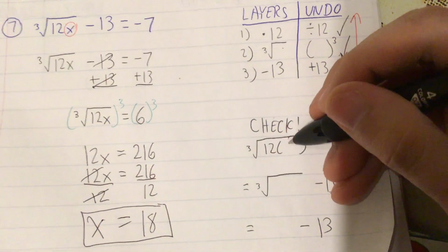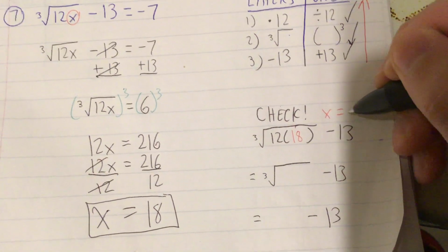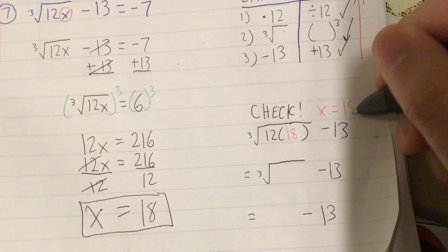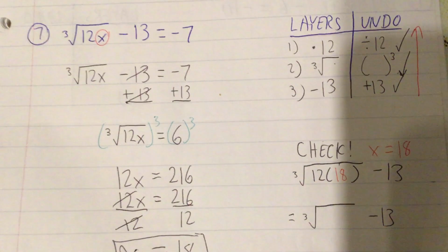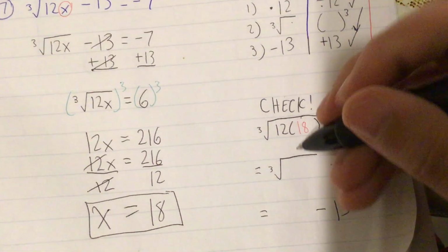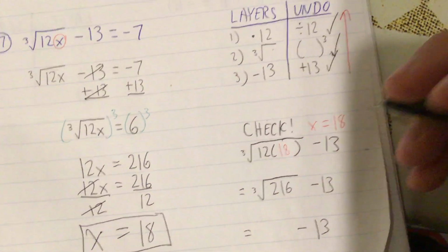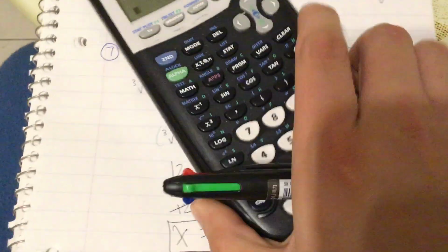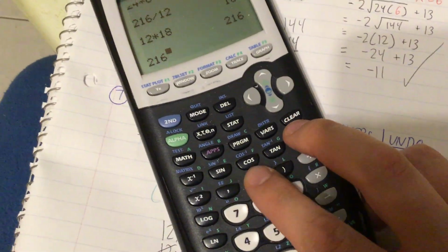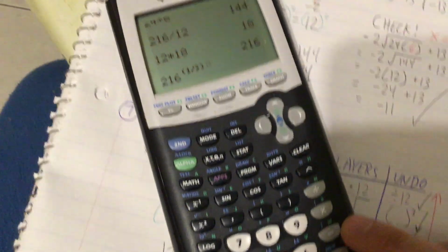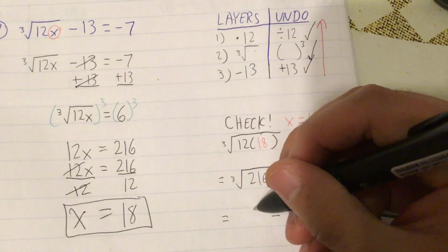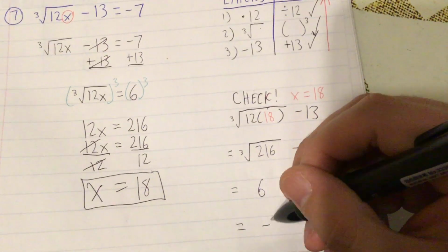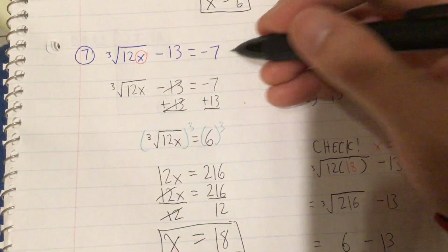Check your work. So 12 times 18 goes in the radical. 12 times 18. I'm going to check with the calculator just to make sure. You never know. 216. The cube root of 216 minus 13. Check my work by applying 216 to the 1/3 power, which is 6. 6 minus 13 is negative 7. Is that what I wanted all along? You bet.